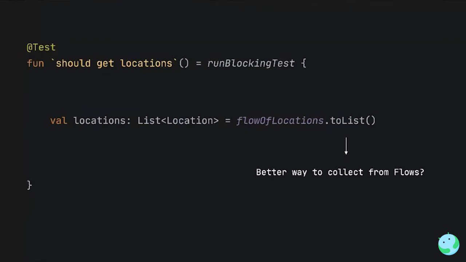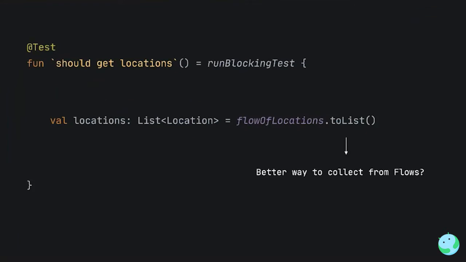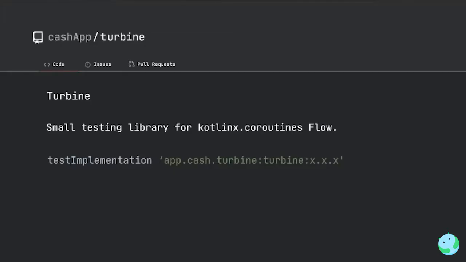So we looked at how this simple test works. Is there a better way to write this test? We were collecting from this flow using the toList method, and there's a better way to do this. There's a library by Square, and thank you to Square for creating this library called Turbine, that has a fluent API that basically allows you to test flows.